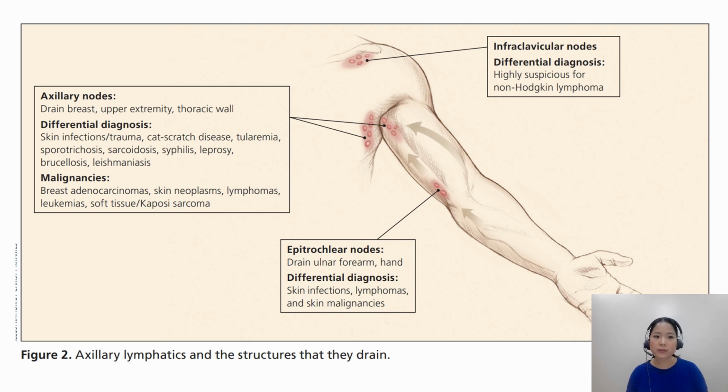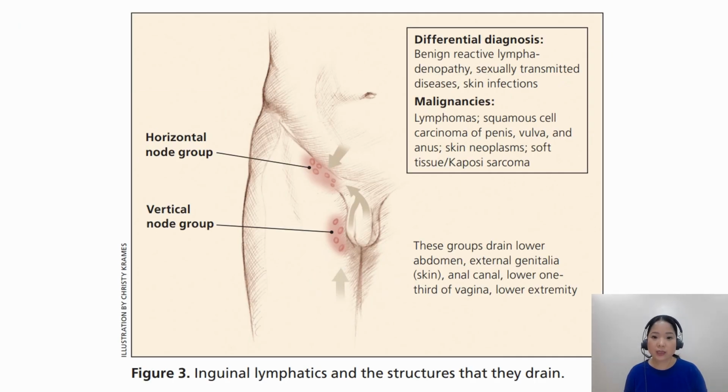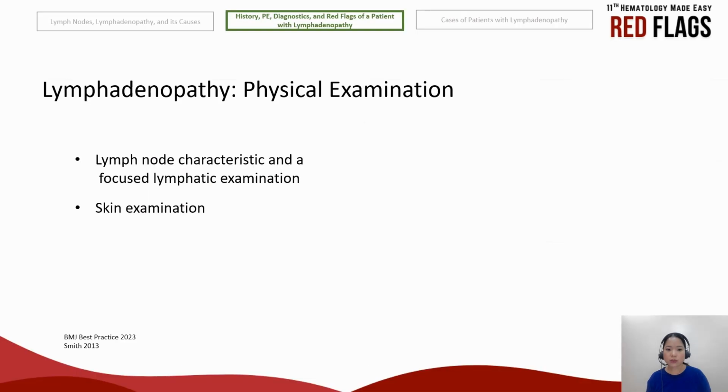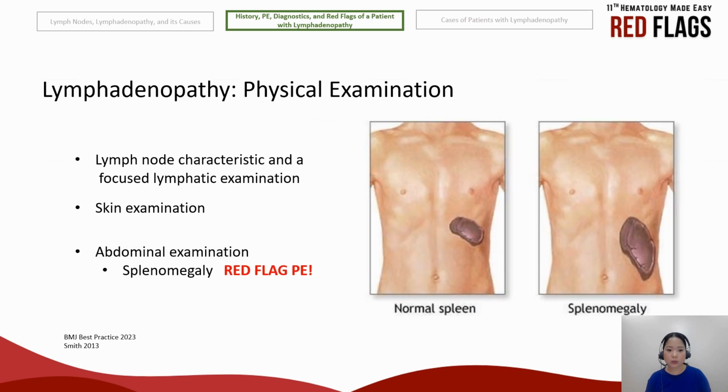lymphadenopathies. This figure shows the inguinal lymphatic region and the structures that they drain. And again, it's very important to ask the sexual history, especially when presented with inguinal lymphadenopathies. So aside from a focused lymphatic examination and skin examination, we do an abdominal examination and look for splenomegaly. And again, splenomegaly is a red flag physical examination, especially when the patient also has systemic B symptoms. This may be a presenting physical examination of hematologic malignancies such as lymphoma or other myeloproliferative neoplasms.